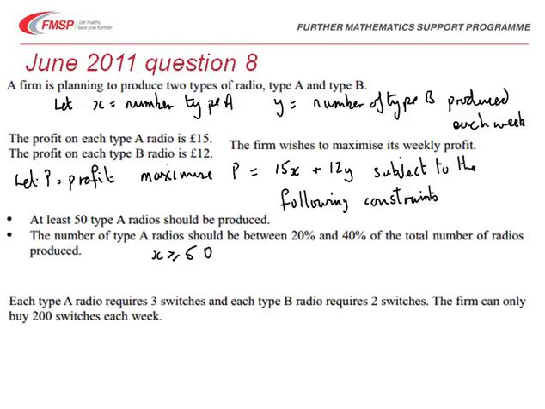Then we have quite a complex one after that. The number of type A radios should be between 20% and 40% of the total. Now the total number is X plus Y. So we're saying that type A should be between 20%, so X should be greater than 20% or 0.2 of the total, X plus Y, and it should be less than 40%, so X is less than 0.4 of X plus Y.